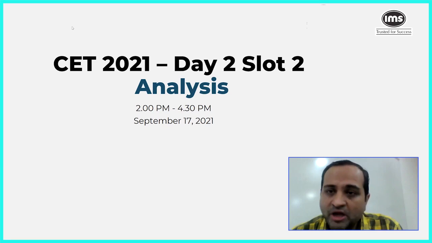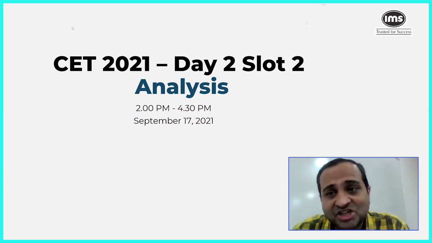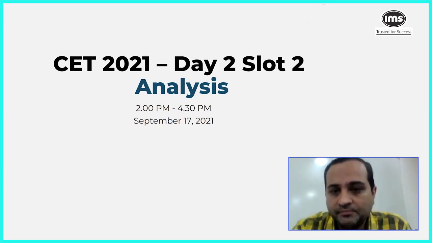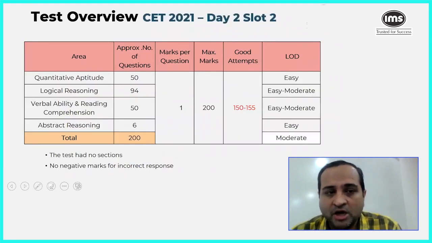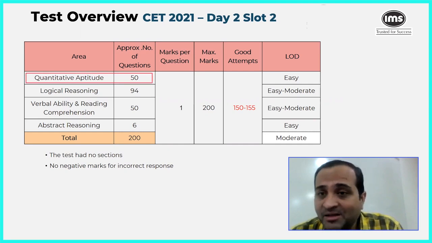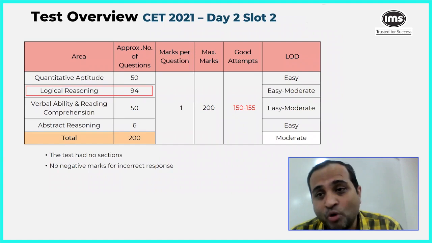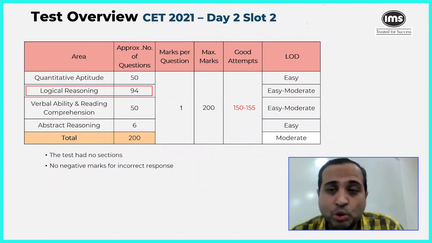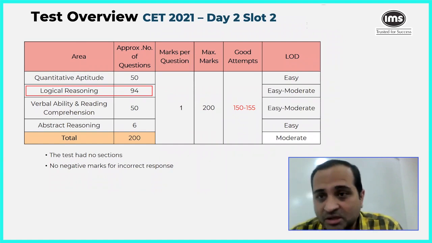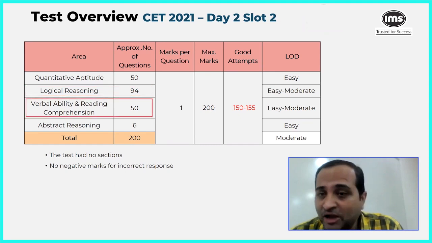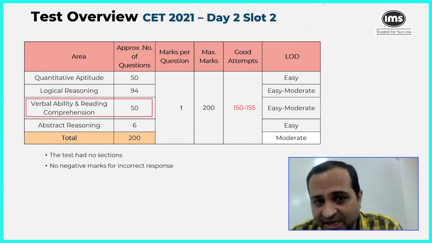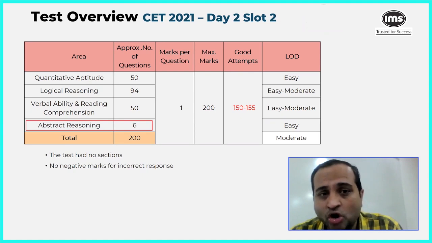Now let us look at the test structure. This was the rough bifurcation of the test in slot 2. Quantitative aptitude, math, 50 questions, out of which 48 were maths and there were only 2 DI questions. Logical reasoning came up to a whopping 94, a huge change compared to the previous years. Verbal ability and reading comprehension as usual has been the same, and abstract reasoning has gone to 6.